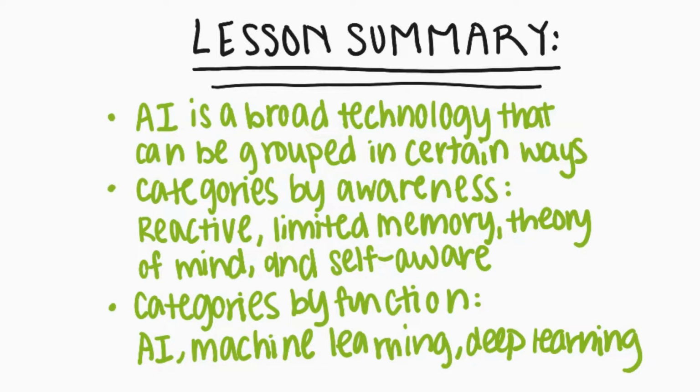So remember, machine learning is considered a type of AI, and deep learning is considered a type of machine learning. And we'll be examining them much more in the next videos to understand how they really work.